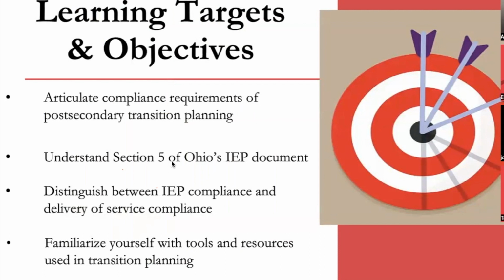All right, so what are our learning objectives for today? We want to articulate compliance requirements of post-secondary transition planning. We will understand Section 5 of Ohio's IEP document. We will distinguish between IEP compliance and delivery of service compliance. And we will familiarize ourselves with the tools and resources used in transition planning.